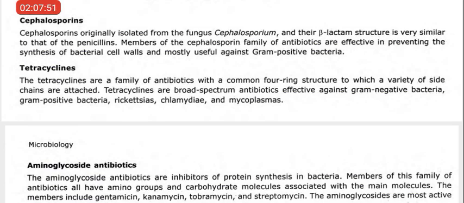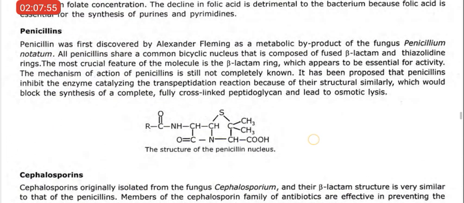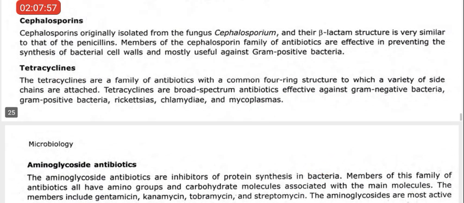Continuation of the previous video, cephalosporins. Earlier we mentioned penicillins. Next, cephalosporins. Cephalosporins were originally isolated from the fungus Cephalosporium, and their beta-lactam structure is very similar to that of the penicillins. Members of the cephalosporin family of antibiotics are effective in preventing the synthesis of bacterial cell walls and are mostly useful against gram-positive bacteria. Then tetracyclines.